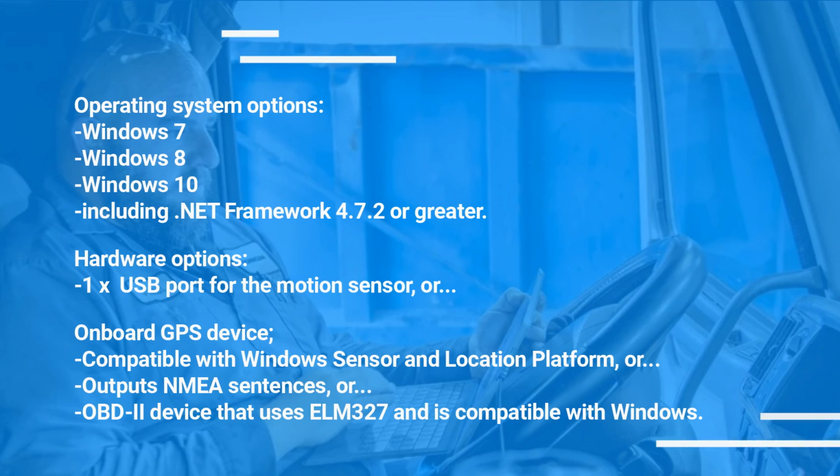To install Blanket, you'll need a Windows operating system, either Windows 7, Windows 8, or Windows 10, and .NET Framework 4.7.2 or greater. For hardware requirements, you'll need a USB port for the motion sensor, or a GPS device that's compatible with the Windows sensor and location platform or outputs NMEA sentences over a serial port or UDP, or an OBD2 device that uses ELM327 and is compatible with Windows.